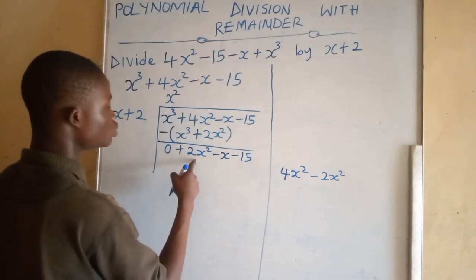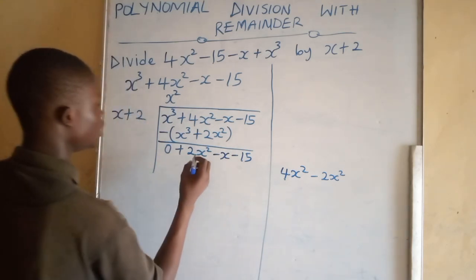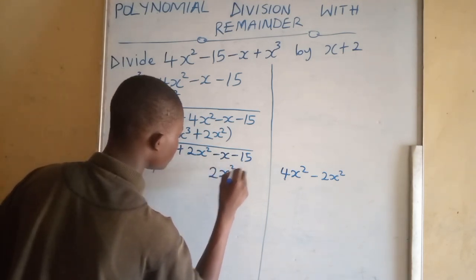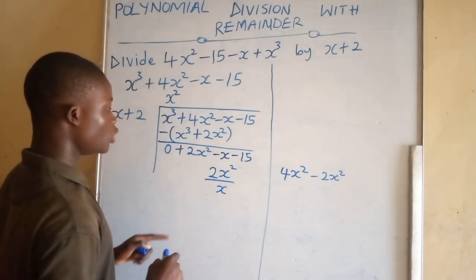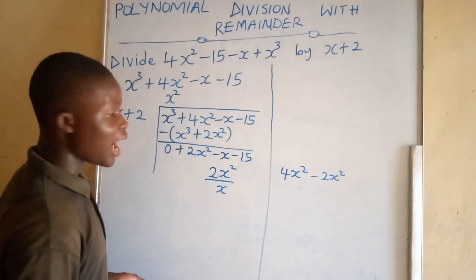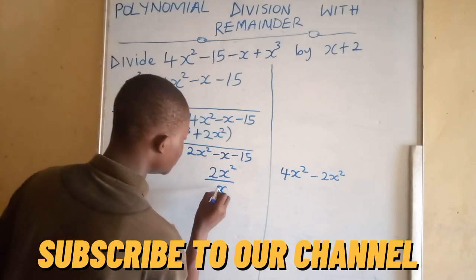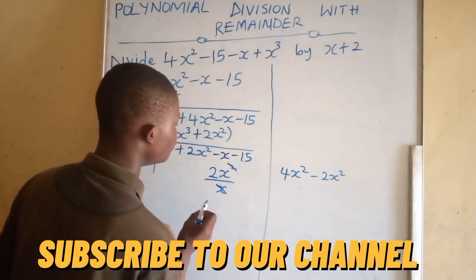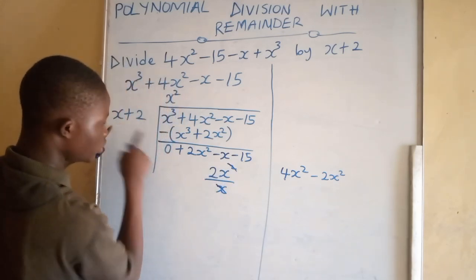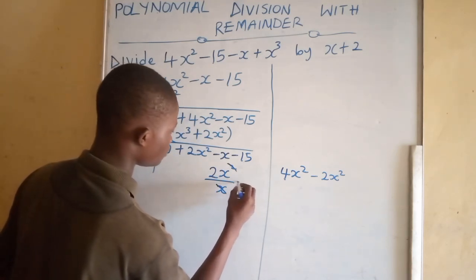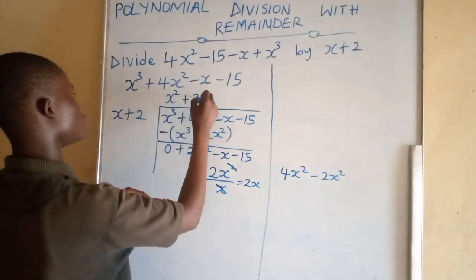Now, the next thing we are going to do here is to divide this by x again. Now, 2x squared divided by x. As I said in my last video, you don't need to be writing all this out in your calculations. I'm just doing it so that you can understand each step I'm taking. Now, this x cancels this square, you are left with only one x. That means that 2x squared divided by x will give us what? 2x. Now that 2x, you write it here, plus 2x.